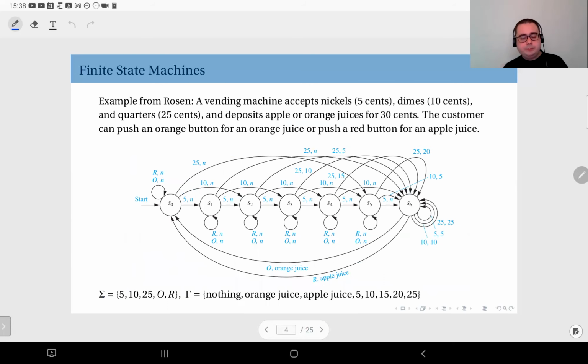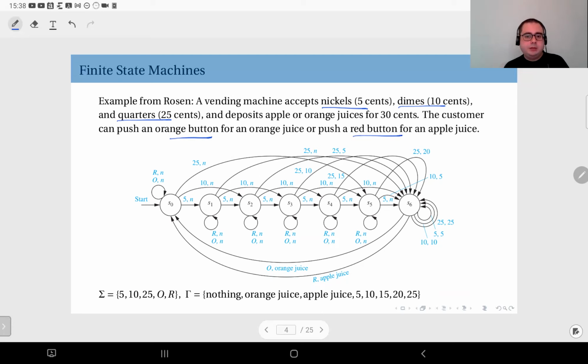Here's an example. This is taken from our textbook by Rosen. This is a model of a vending machine, and the vending machine accepts inputs in the form of nickels or dimes or quarters. And it has orange juices and apple juices in it, and apart from the coin input, it also has two buttons, an orange button and a red button. So there are 5 possible inputs.